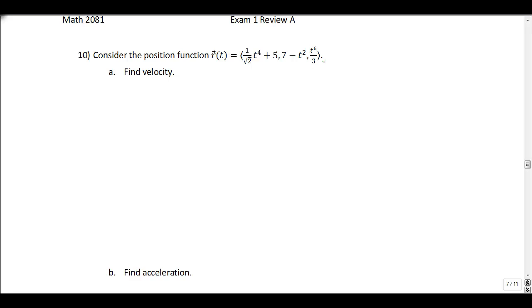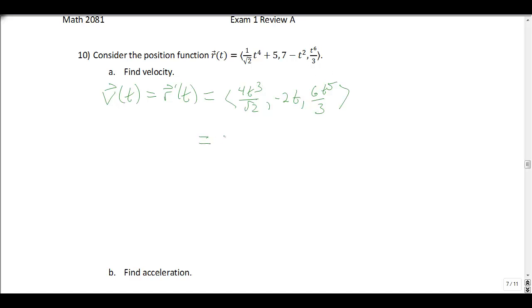And so the first thing we're going to do is find the velocity. And the key thing here is that the velocity is really just the derivative of the position. So it's velocity vector equals derivative of position. And so we just differentiate each of these three components component-wise here. So we get 4t cubed over the square root of 2. The derivative of 5 is 0. You get a negative 2t, differentiating 7 minus t squared. You get 6t to the 5th over 3, differentiating t to the 6th over 3.